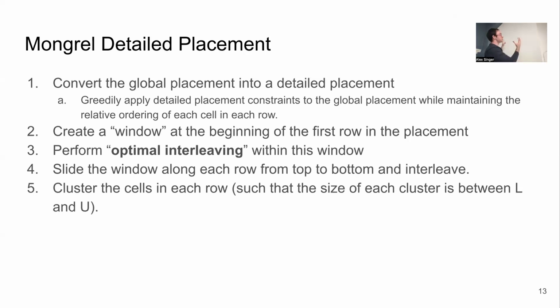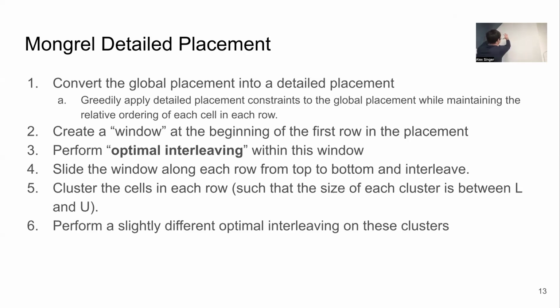They're then going to cluster the cells into each row such that the size of each cluster is between hyperparameters L and U. And then guess what they're going to do? They're going to do the exact same thing again. The window goes through, they do that interleaving, but the idea is that because I've clustered things, I get a more global view of where things are going to move. And then they uncluster the placement, and then they start it all over again. They repeat the process over and over until some criterion.